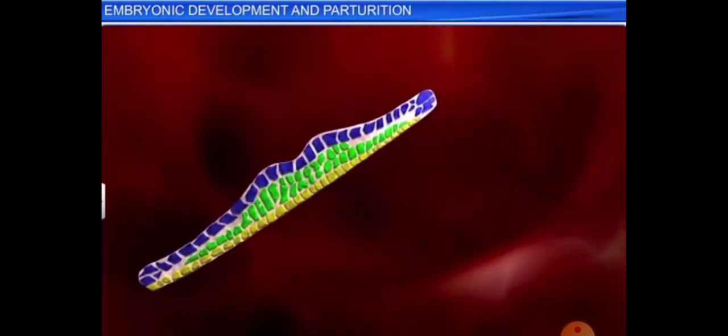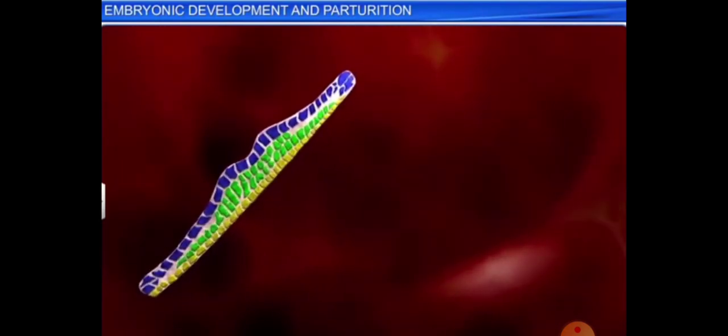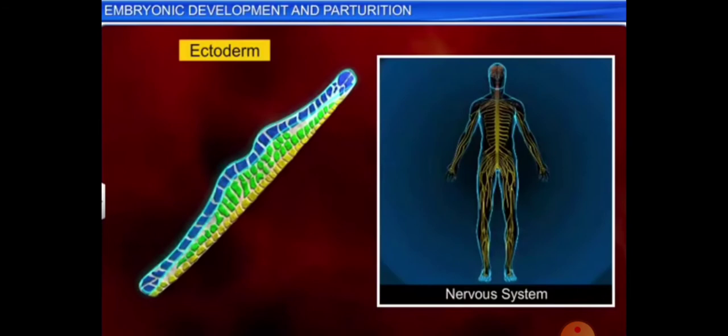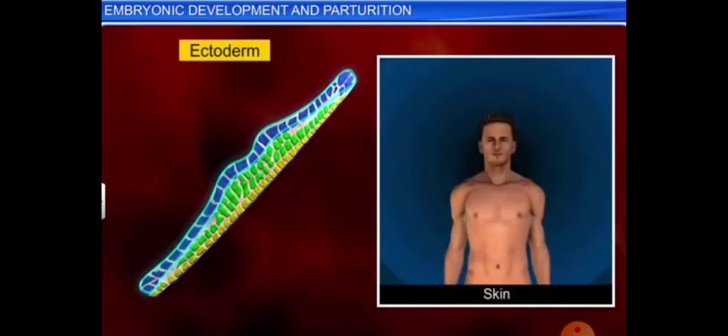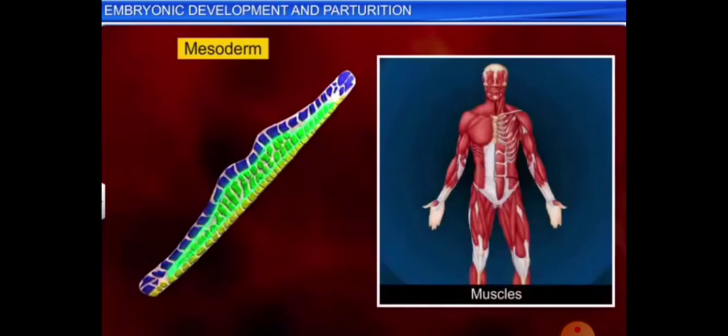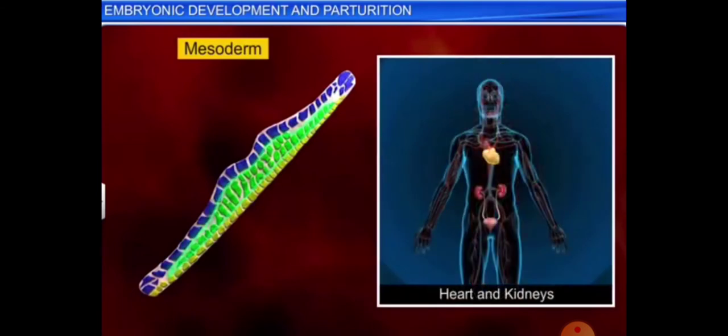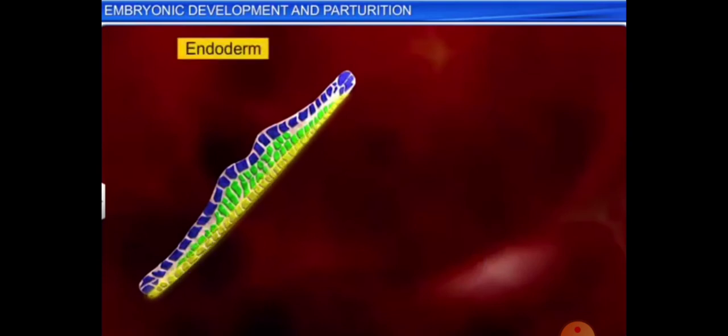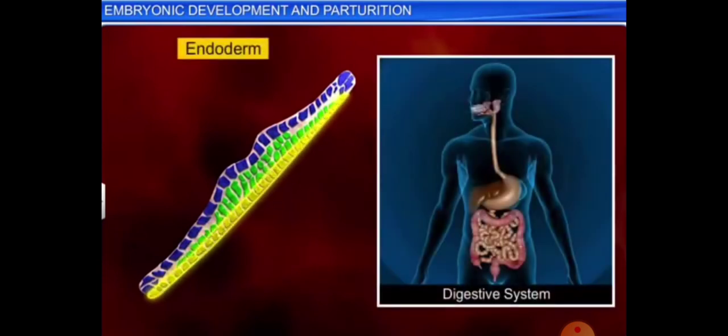The term germ layer indicates that each of the layers gives rise to tissues. The ectoderm, for instance, gives rise to the nervous system and the skin, whereas the mesoderm develops into the muscles and organs such as the heart and kidneys, while the endoderm gives rise to the entire digestive system.